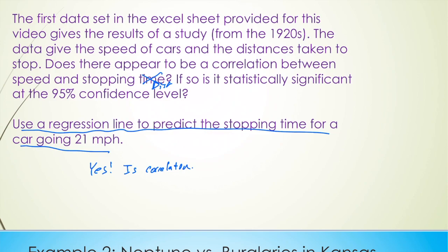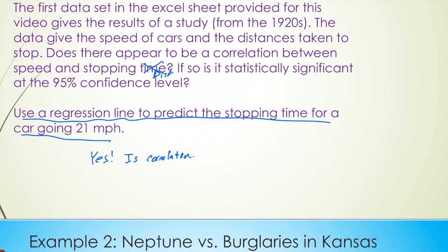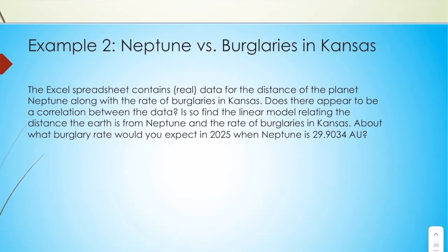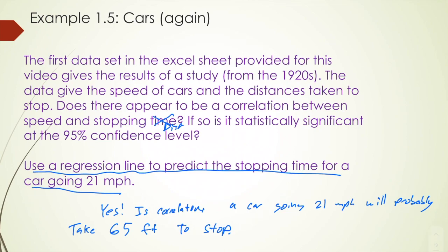Use a regression line to predict the stopping distance for a car going 21 miles per hour. Okay, well, a car going 21 miles per hour will probably take 65 feet to stop. All right, I don't know if it said it, but the stopping distance is in feet. Okay, great.